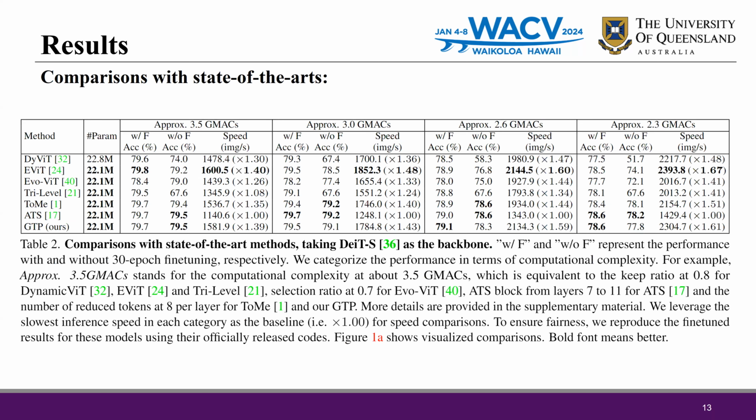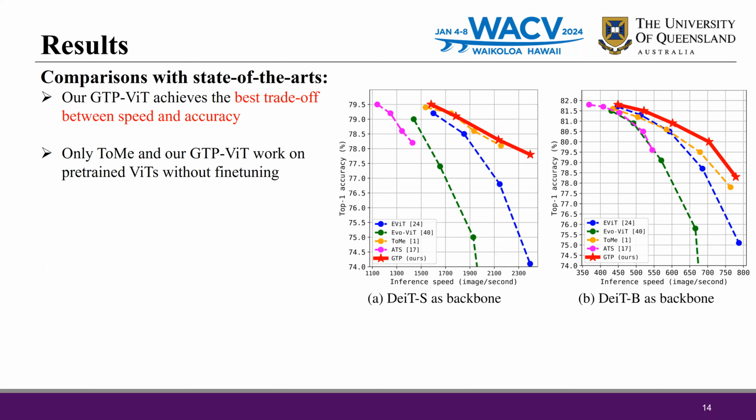We then compare with the state-of-the-art methods at similar computational complexities. Here we visualize the comparisons. The red lines in the figures represent our method. It is obvious that our GTP-ViT achieves the best trade-off between speed and accuracy. And only token merging and our GTP-ViT can work on ViTs without fine-tuning. The other methods all suffer significant performance decrease when more tokens are removed.